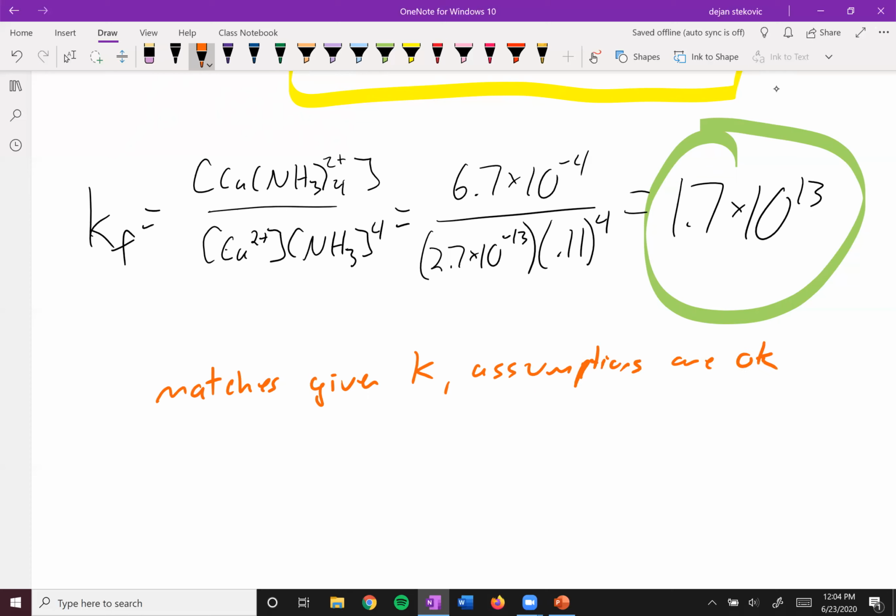So this was one way to do these types of problems. When you have these large Ks, there are other ways to do these problems. If you want to use some different way, that's totally fine with me. You just have to make sure that it gets you to the correct answer at the end.